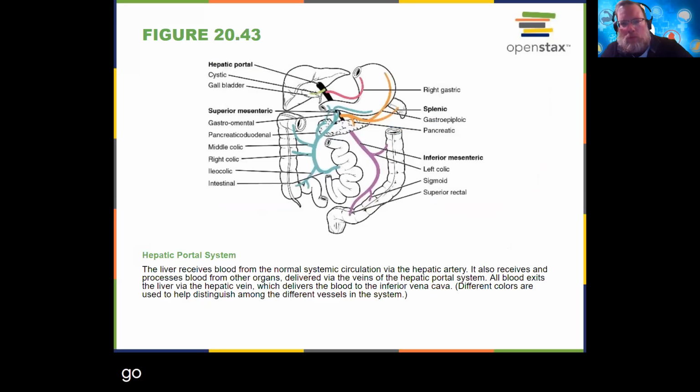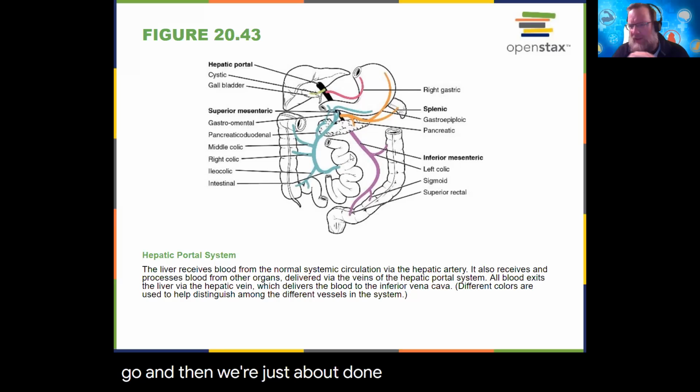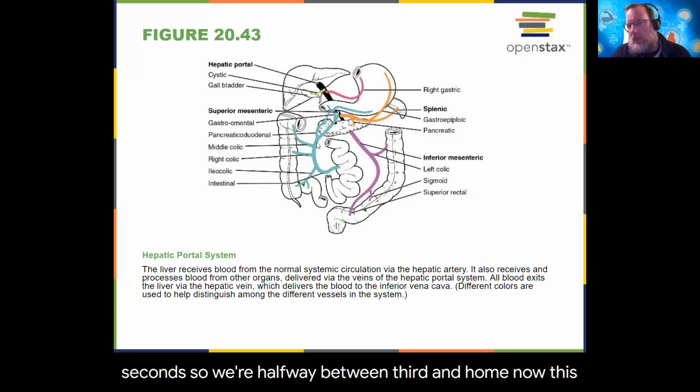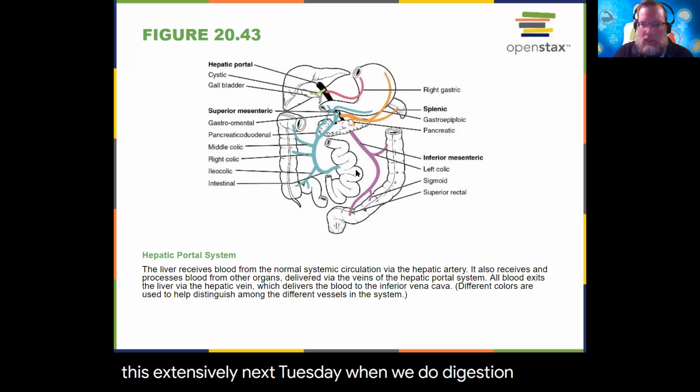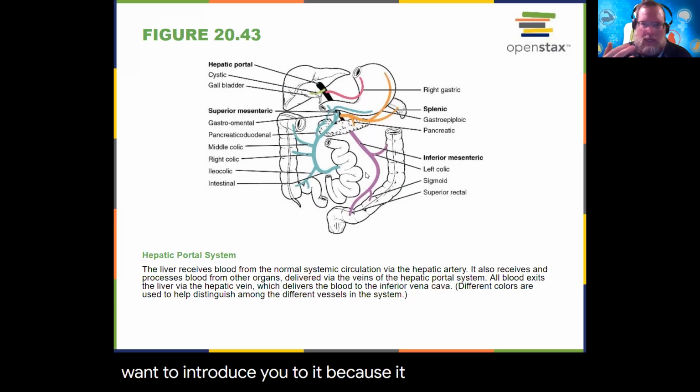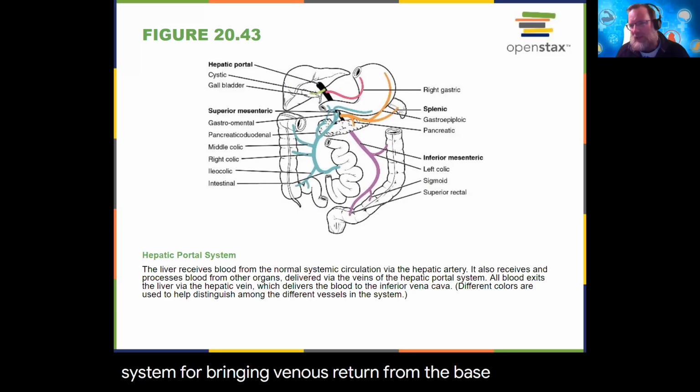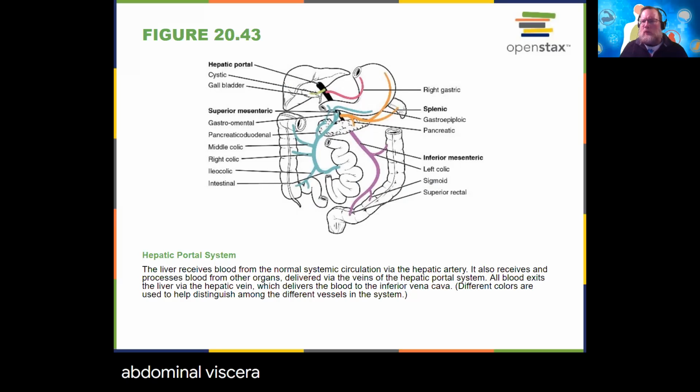here we go. And then we're just about done. Lymphatics like 10 seconds. So we're halfway between third and home now. This is the hepatic portal system. Again, we're going to see this extensively next Tuesday when we do digestion, but I do want to introduce you to it because it is kind of an oddball system for bringing venous return from basically the abdominal viscera.